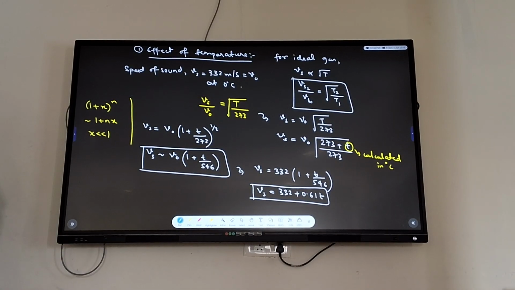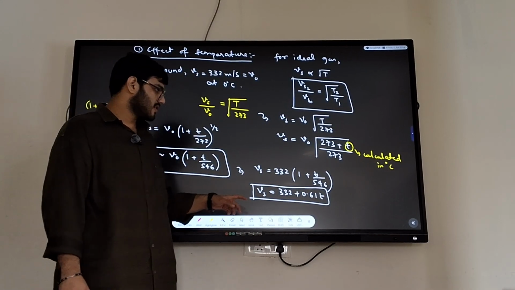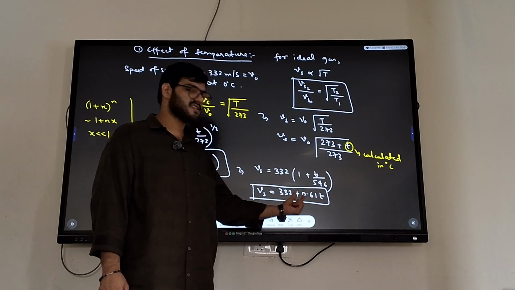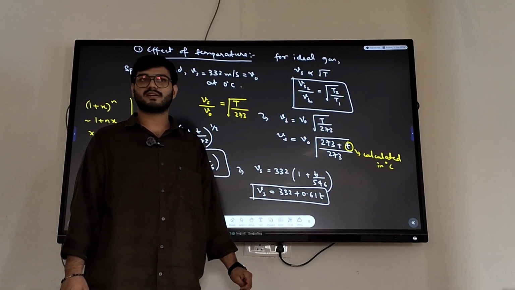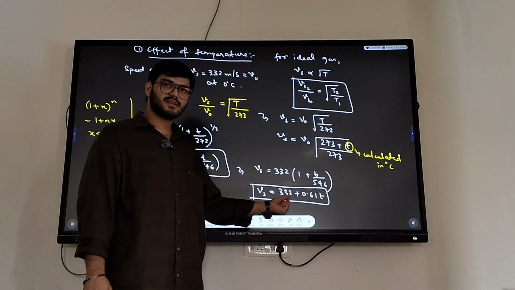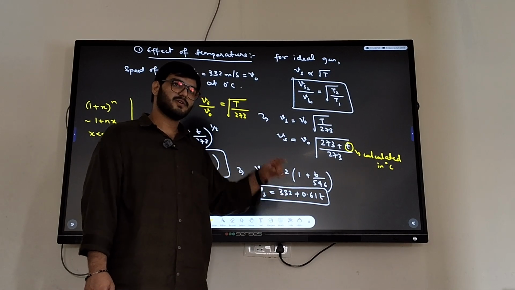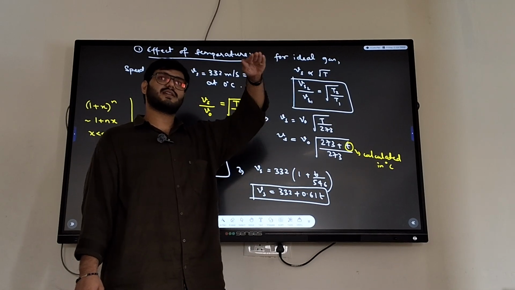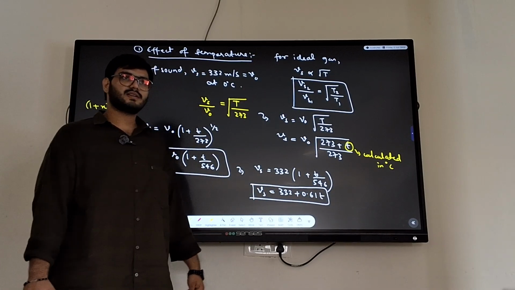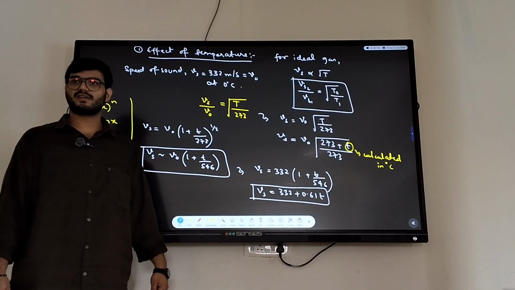Now please remember this. Achha, let me make the comment that for every rise in degree Celsius, your speed of sound increases by 0.61 meter per second. Right? If t equal to 1, then this increases by 0.61. If t equal to 2, then twice of that. So for every rise in degree Celsius, as you keep on increasing the temperature, your speed of sound keeps on increasing. Does it make sense? It's a straight line. It follows a straight line equation.